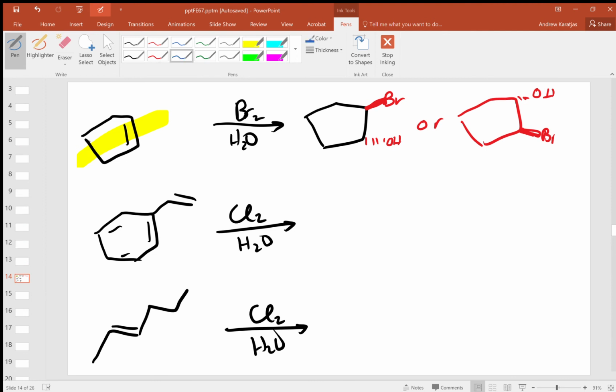With chlorine as the product, we'll see chlorine instead of bromine. But the OH group will still be at the more substituted carbon and the chlorine at the less substituted. Same thing down here.